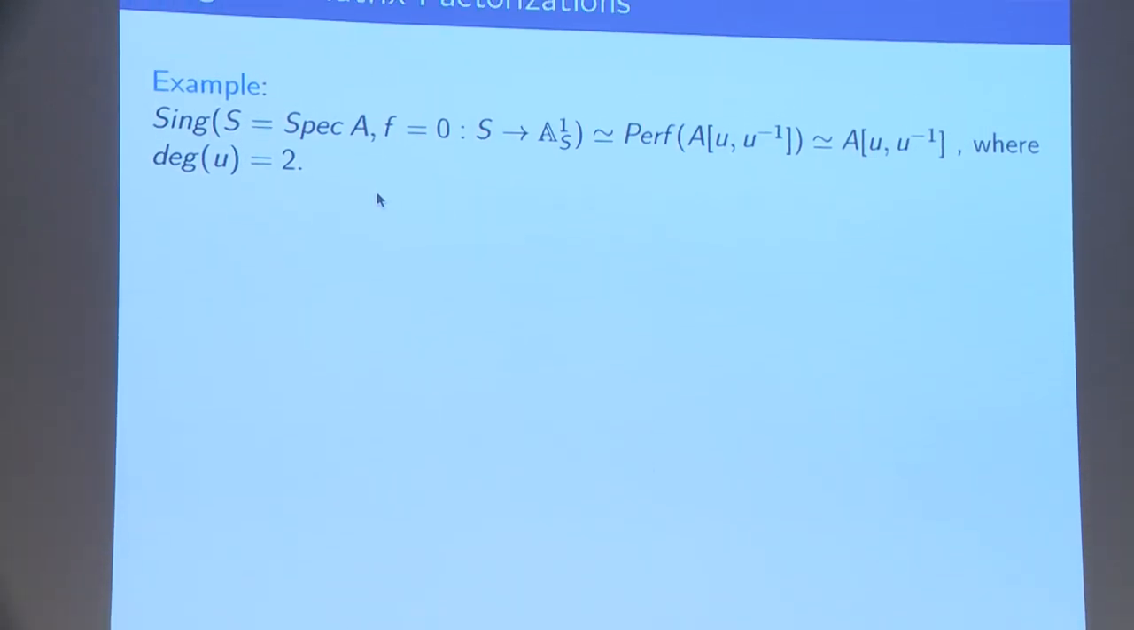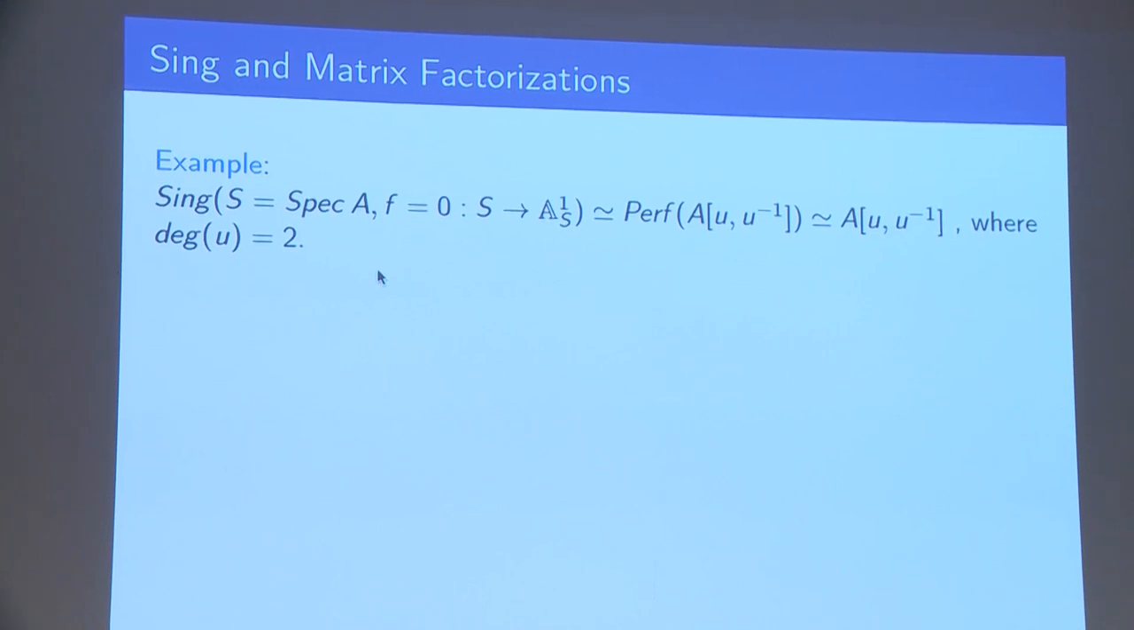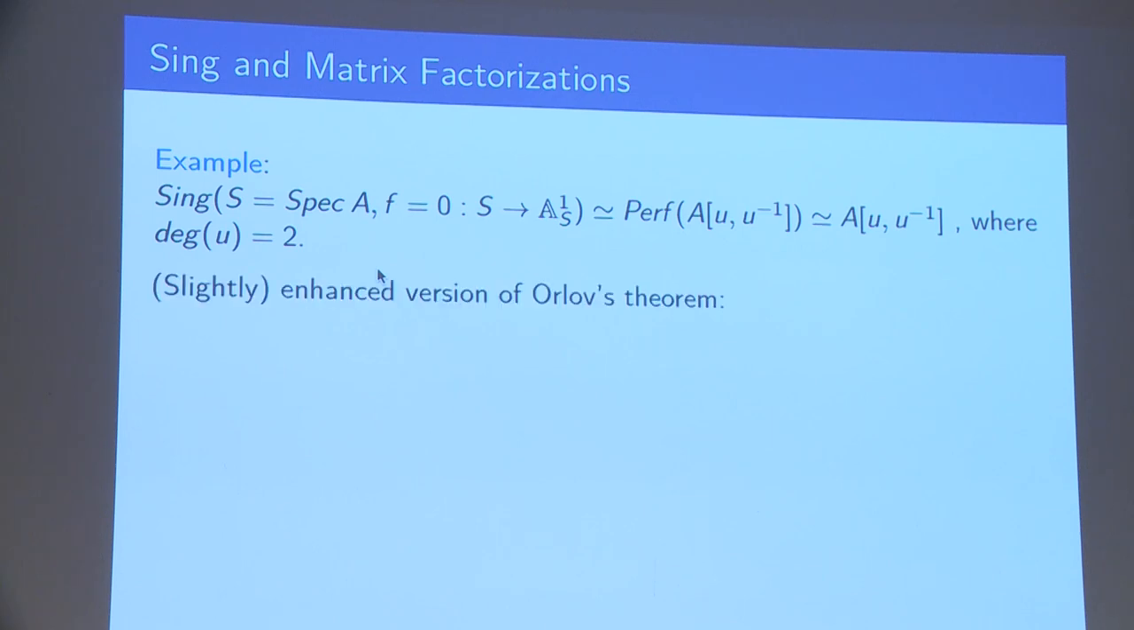So you can do a computation. The singularity category of S with the map 0, so of the Landau-Ginzburg model where you take the base S and the function is zero, is just the perfect modules over A with u inverse adjoined, where u is a variable in degree two. So this is periodicity. This is why these singularity categories are periodic, two-periodic in this sense.